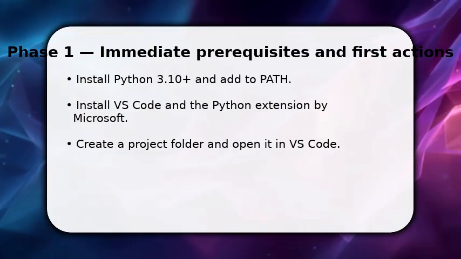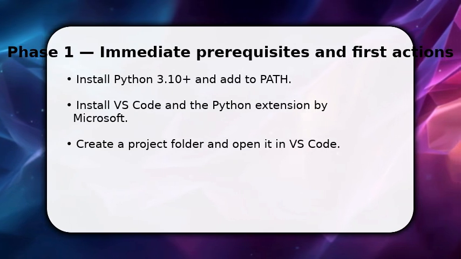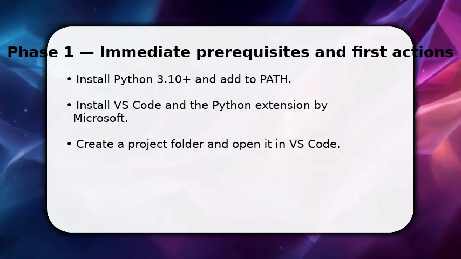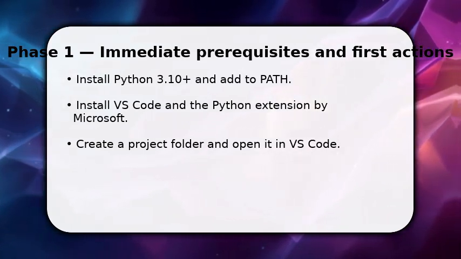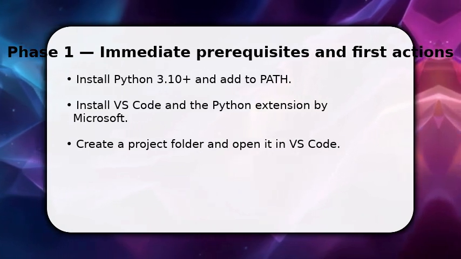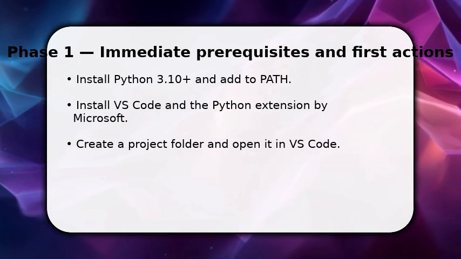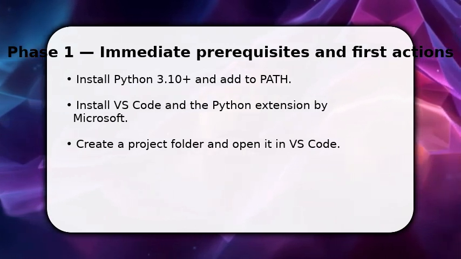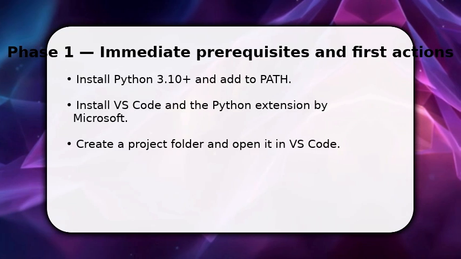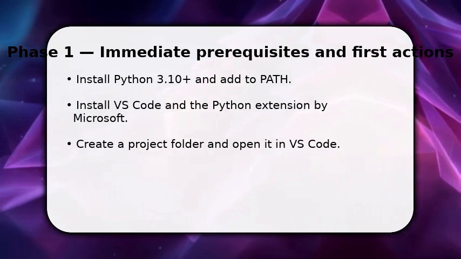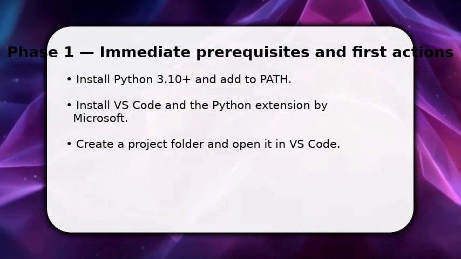You start by installing Python 3.10 or later and ensuring the installer adds Python to PATH so the terminal can call Python. Next, install Visual Studio Code and open your new project folder. This immediately gives you workspace context. Once done, install the official Python extension. This provides linting, debugging, and IntelliSense.